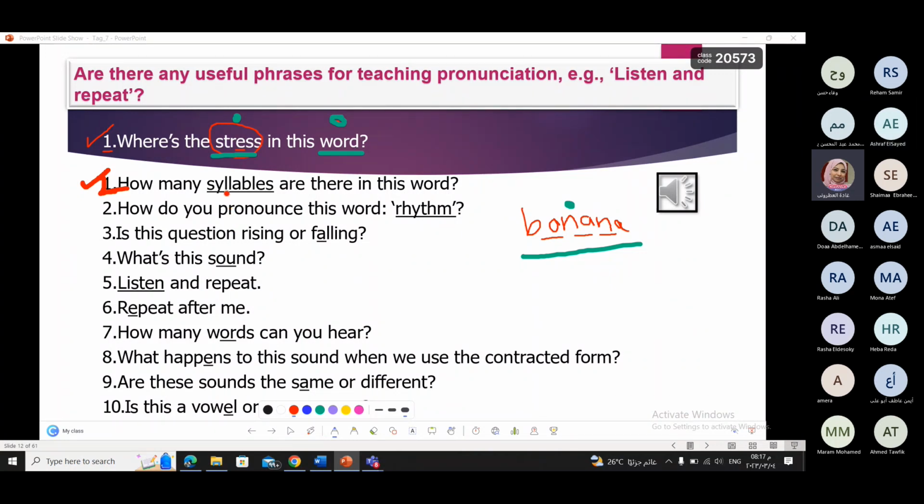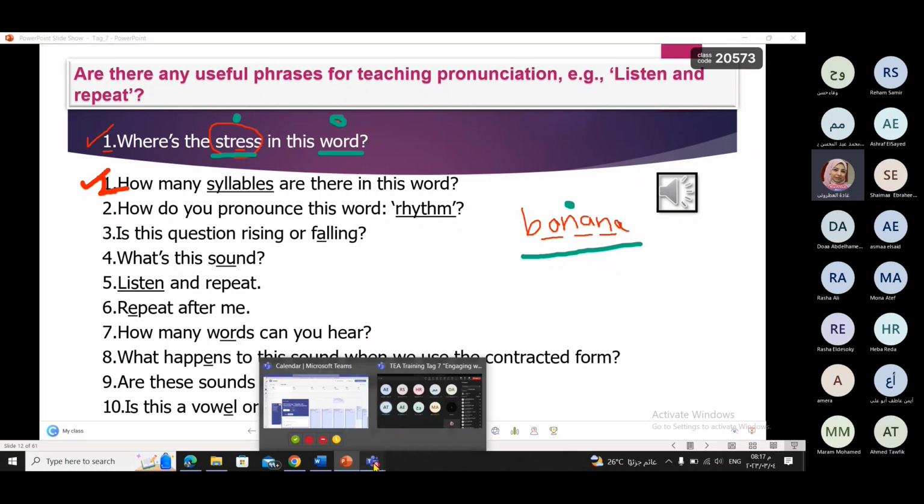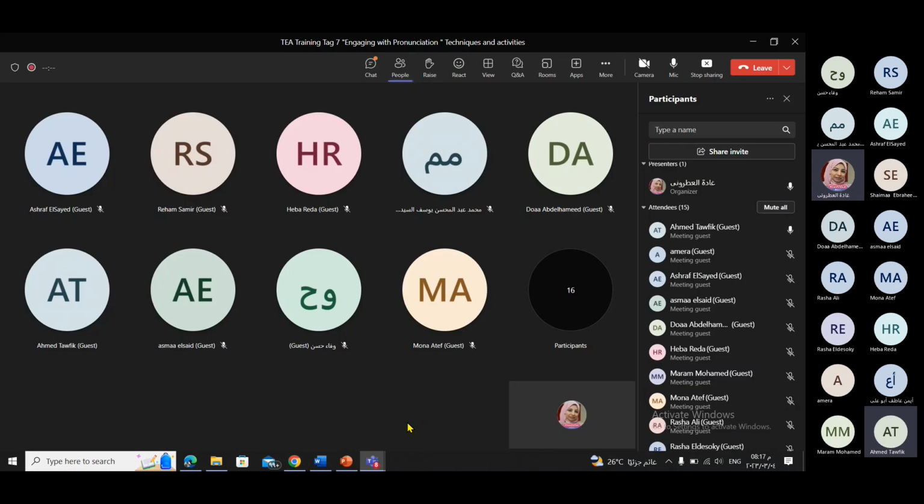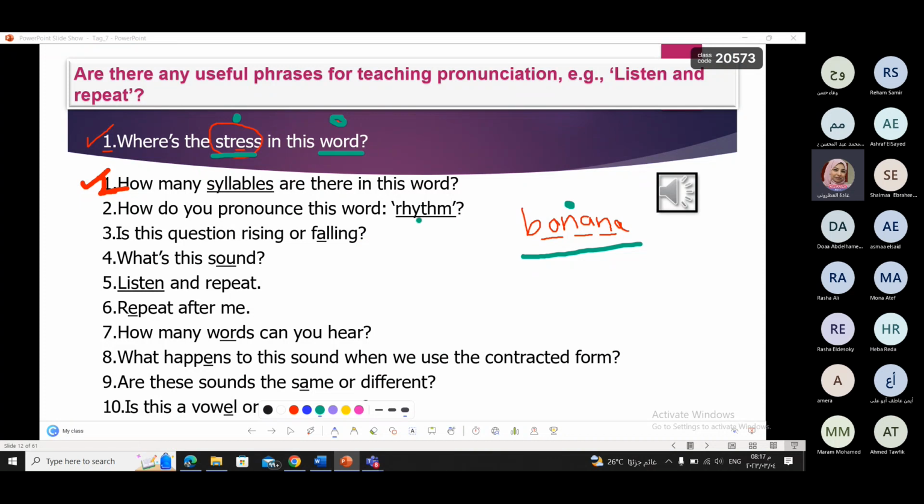Number 2 or number 3. How do you pronounce this word? Who can answer this? How can you pronounce this word? Is it rhyme? Rhythm. Yes, rhythm. Excellent. Rhythm.